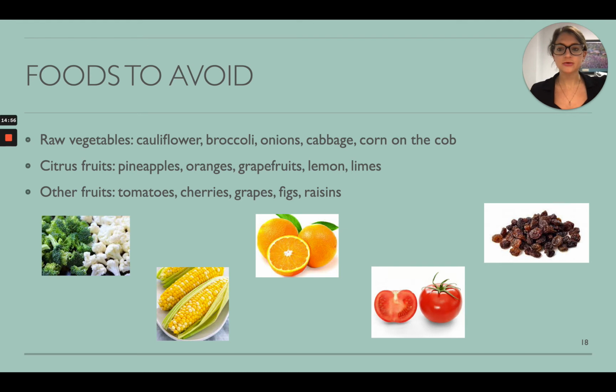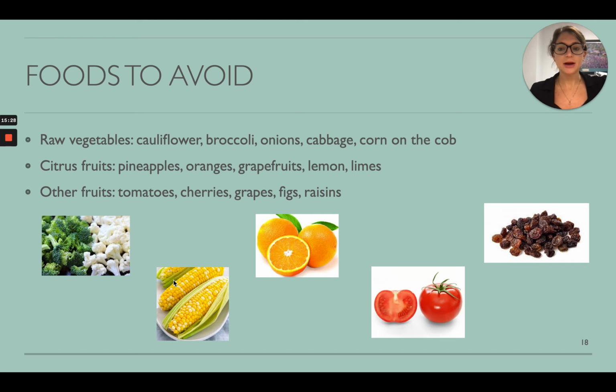And then additional foods to avoid, some of your fruits and vegetables, ones that are going to be, again, more difficult to digest in the stomach. It takes longer to break down these food items in the stomach, and so they're kind of sitting in the stomach for a little bit longer, which can induce additional nausea and vomiting. So raw vegetables such as cauliflower and broccoli, as we see here on this left-hand side picture. Onions, cabbage, corn on the cob. So again, higher fiber foods we'd want to avoid for now.